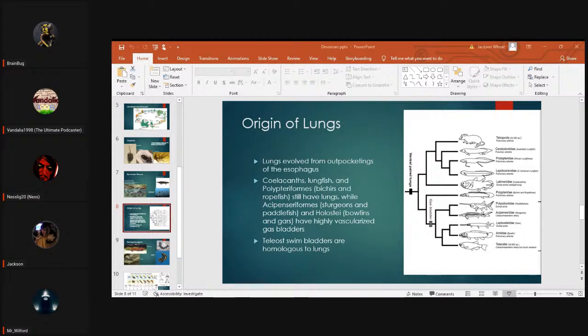Coelacanths have turned theirs into a vestigial lung. They're primarily deep water, I think, and so they're not really using it for gulping air. Lungfish, as we know, hence their name. And then, of course, the tetrapods. There are also some fish who cannot survive without breathing air, even.